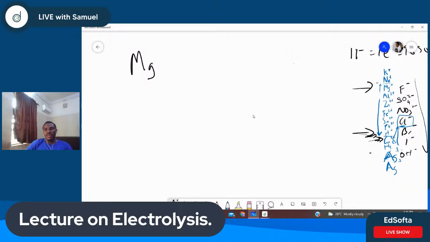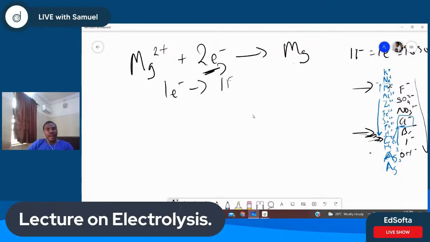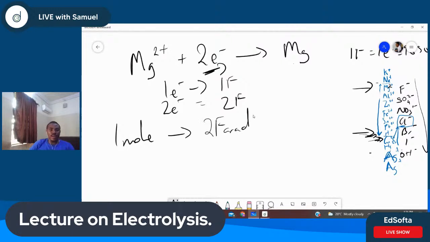Magnesium is what? Mg2+ plus 2e- is going to give us Mg. So two electrons are needed. And we know one electron is 1 farad, so two electrons will be how many farads? 2 farads. But how many farads are they introducing to us? 8 farads. So 1 mole needs 2 farads of electricity.